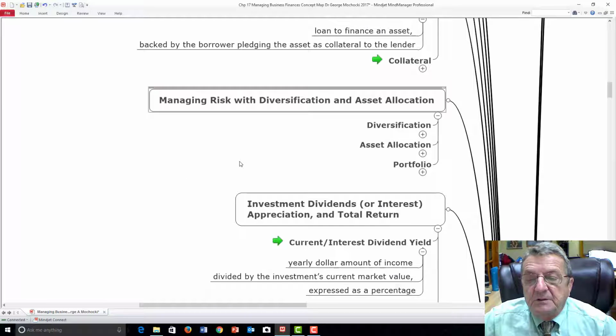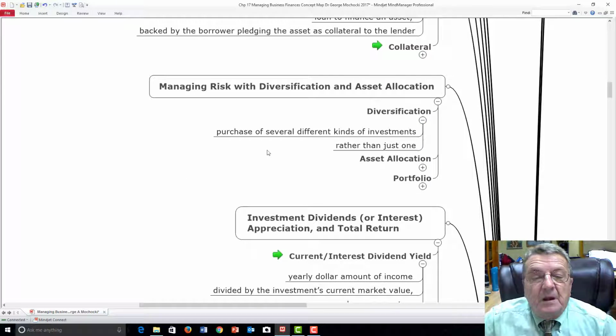Okay, so what am I doing in here? Okay, diversification: purchasing several different kinds of investments rather than just one.